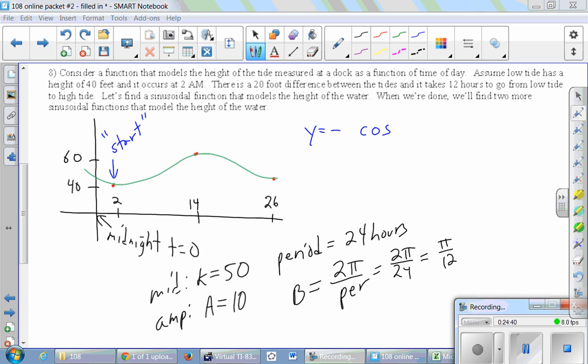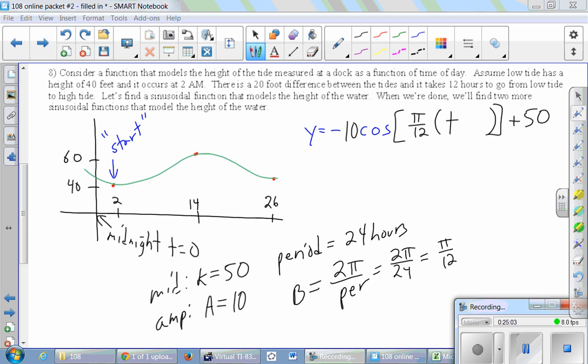So we decided it's a negative cosine. So the amplitude goes in the front, that's a 10. Negative cosine of, let's see, the B value goes here. So this is a pi over 12. Then it's t, and then there's some horizontal shift, which we haven't identified yet. And then plus the k value of the midline, plus 50.